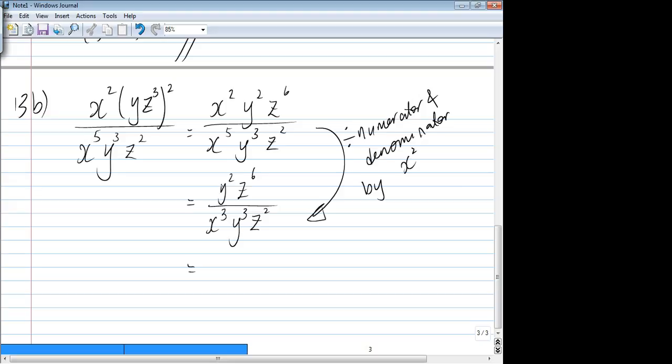So over here, I divide the numerator by y squared. I divide the denominator by y squared. Then I'll be left with just a single y. So 3 minus 2 is 1. So I left it over here.